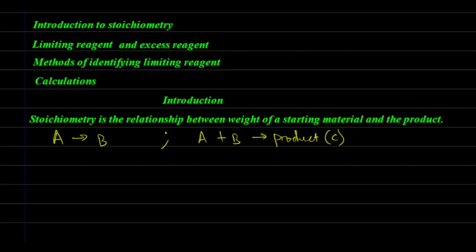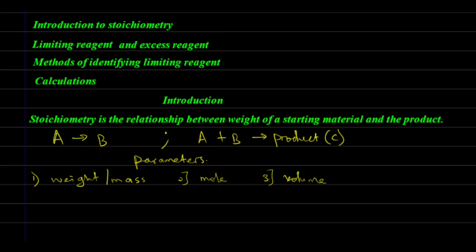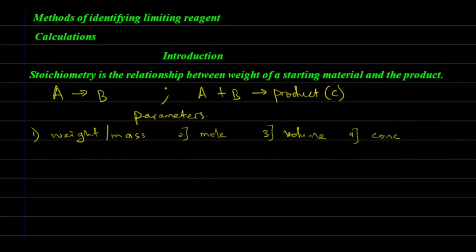What are the parameters that we can be given in stoichiometry reactions? The parameters are weight, which is also known as mass. Then we have mole. We have volume if gas is involved. Then we have concentration. Now in stoichiometry reactions we have two cases. Let's consider the first case, Case 1.